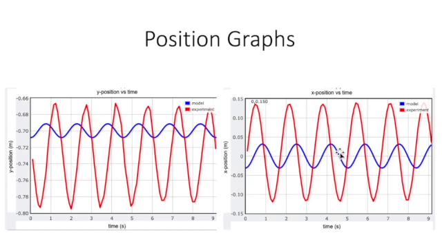Next, we also got these position graphs. The red is our experimental data that we got through Tracker, and the blue is the predicted model that we generated through GlowScript.